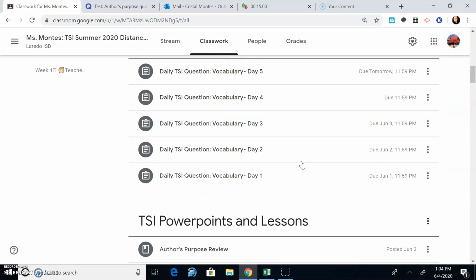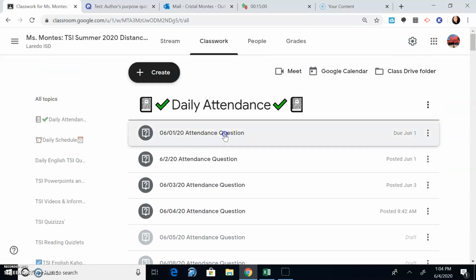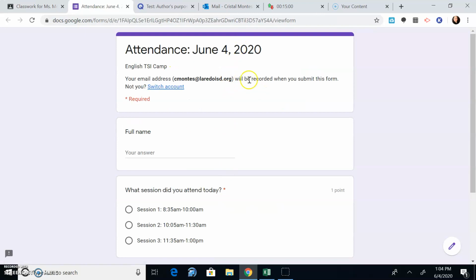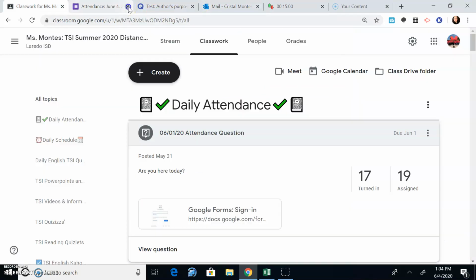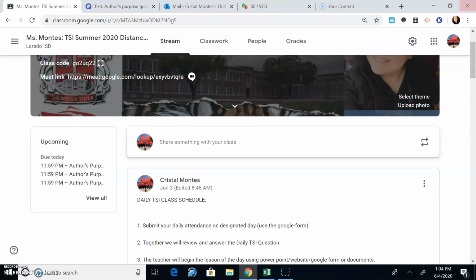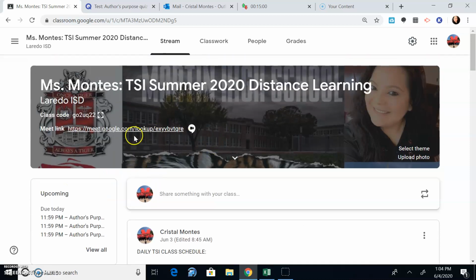And then just remember that we have our daily attendance and you submit it through Google form. It will capture your information and you put submit. So that's basically the tour of my Google Classroom. And just here on the side, you do always have the upcoming due dates and the assignments that are due. Here you have our Google Meet link that is the same that you join.